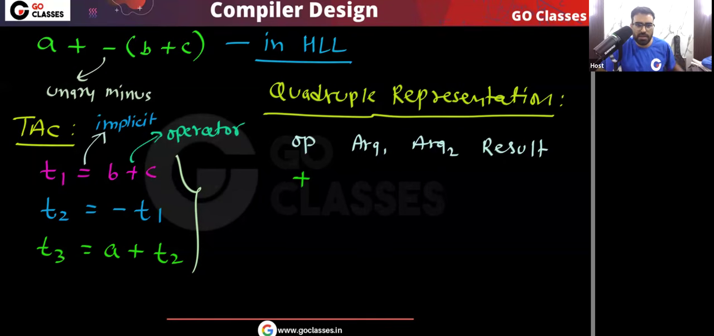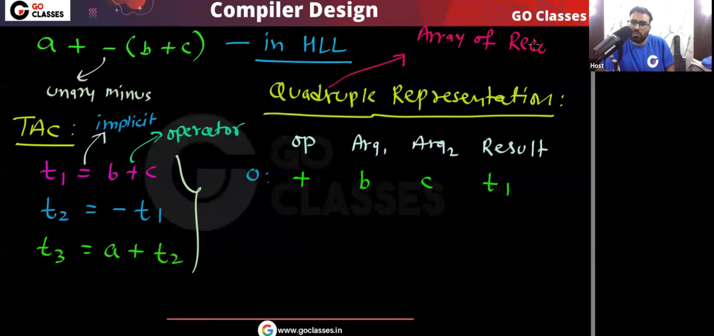Very simple. And what is argument 1? Argument 1 is b, argument 2 is c, and the result is t1. So b, c, t1, very simple. This is position 0, because I told you this quadruple is basically an array of records, and every record has a total of 4 fields. These are operator, argument 1, argument 2, result. So you can see position 0, position 1, position 2.